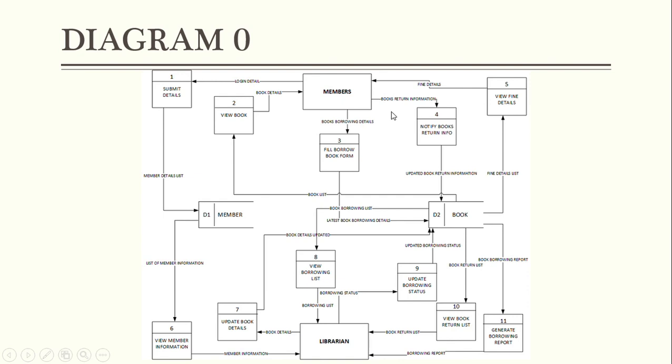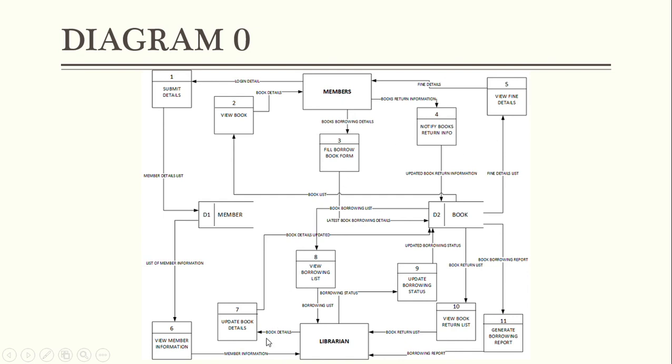And if the members want to return the book, the process is called notify book return info, and the updated book return information will go to the D2. If the member has fine, they can view the fine details. The D2, which is the book data store, will send the fine detail list, and the process is called view fine details, and the member will be able to view their fine details.